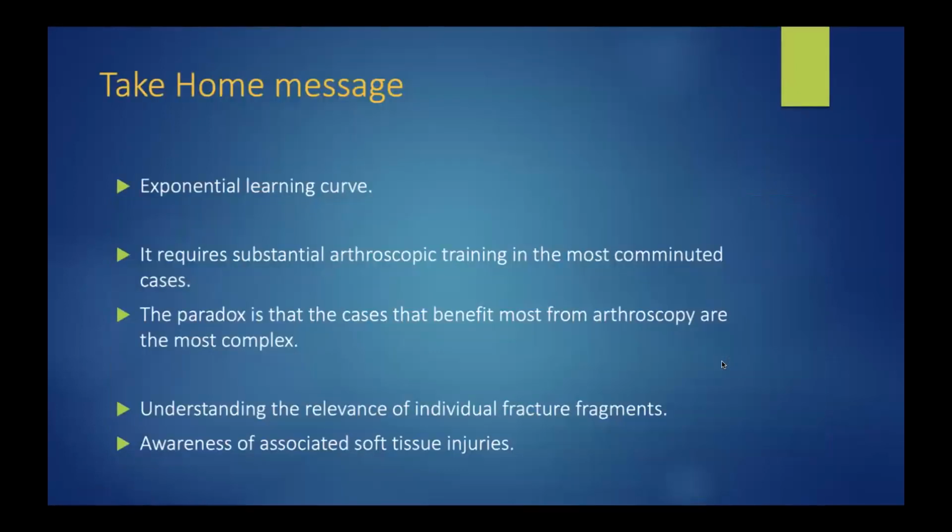So the take-home message is this: arthroscopy assisted reduction of fractures and fixing it has an exponential learning curve. It requires substantial arthroscopic training, particularly in the most comminuted cases. The paradox is that the cases that benefit most from the arthroscopy are the most complex, more comminuted ones. One has to have a clear understanding of the anatomy and the relevance of the individual fracture fragments, and has to be aware of associated soft tissue injuries which can be addressed using arthroscopy after the fixation.